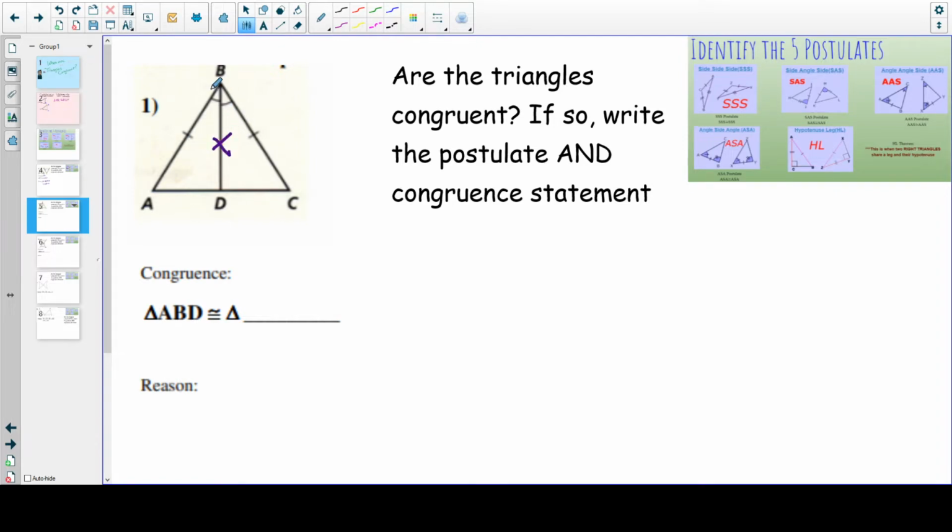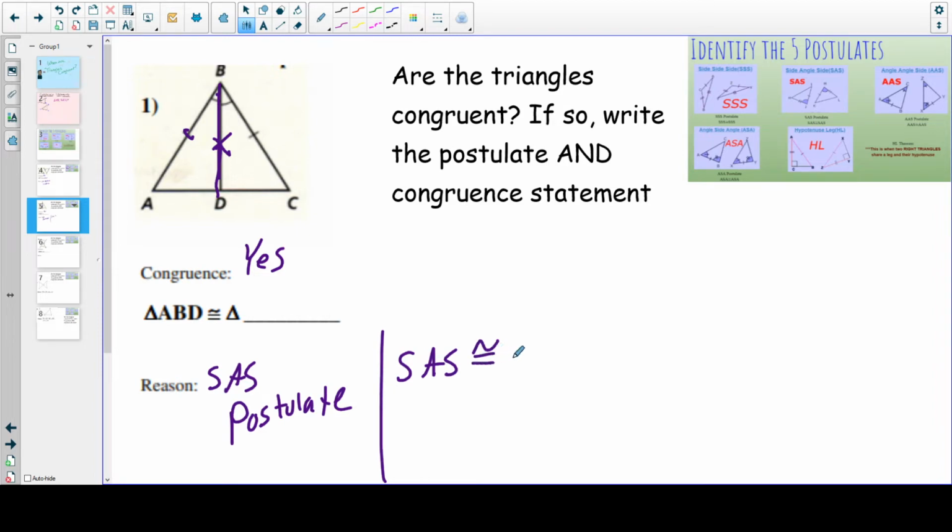The reflexive property is when, well, there's a couple ways that we can mention it, but in the context of what we're doing right now, when one side is being shared between two triangles, we can say that this side is congruent to itself. So, I see a side, an angle, and a side in this triangle, and a side, angle, and a side in this triangle. Yes, these are congruent because of the side, angle, side postulate. Or another way, my favorite way, is side, angle, side is congruent to side, angle, side.